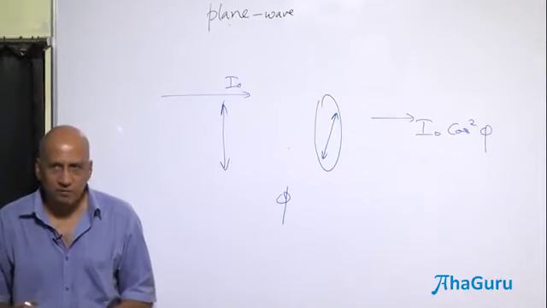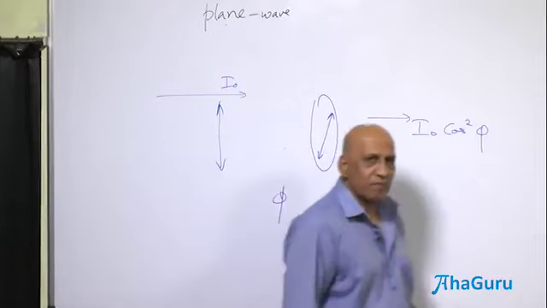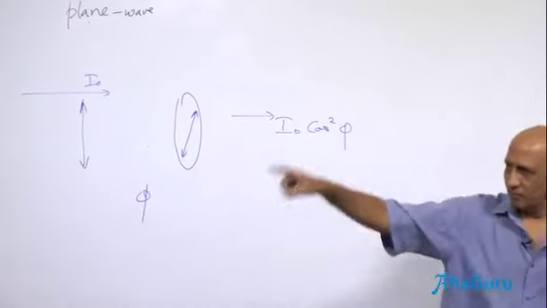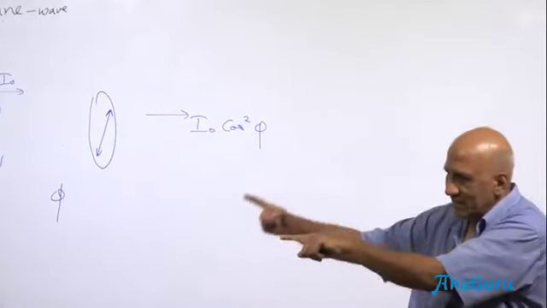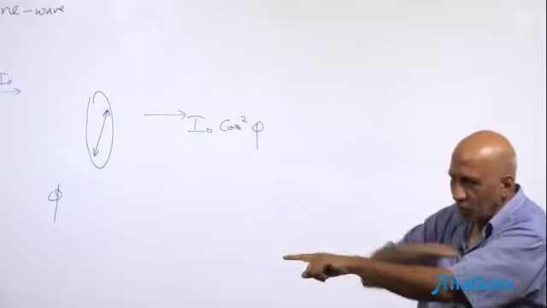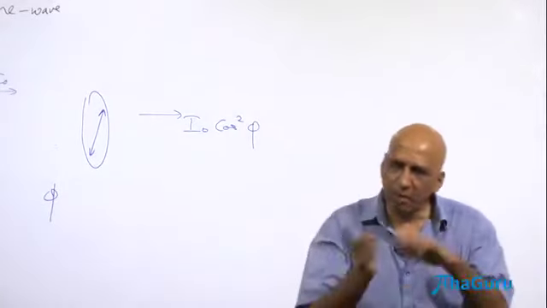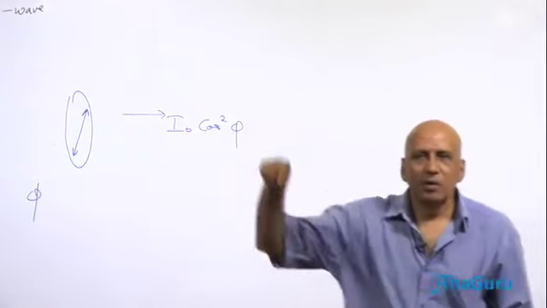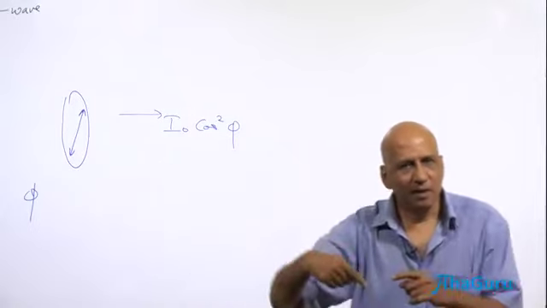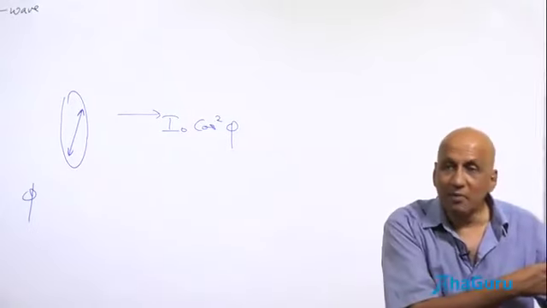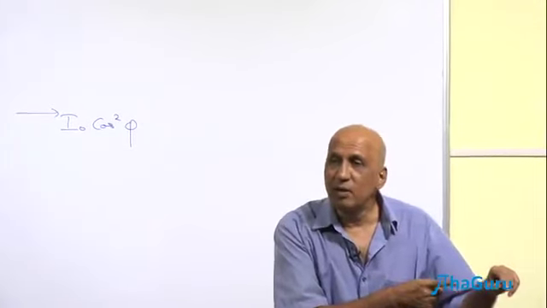Why is it cos squared phi? Because the electric field amplitude is E0. The polarization axis makes an angle phi with it. So what comes through has an amplitude E0 cos phi. Intensity is proportional to the square of the amplitude. So incoming intensity is proportional to E0 squared. What's coming out, the intensity is proportional to E0 squared cos squared phi.